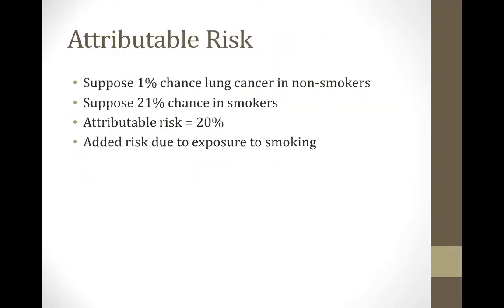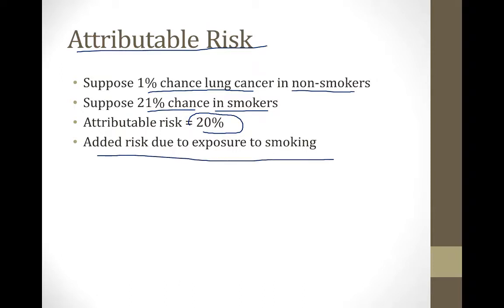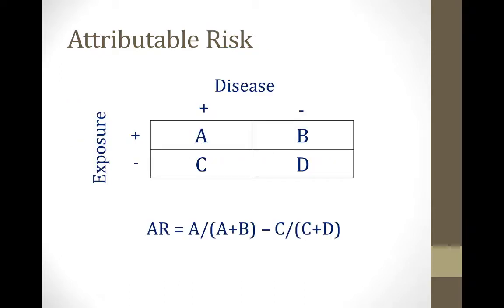Another number that is sometimes reported in epidemiology studies is something called the attributable risk. So suppose there's a 1% chance of lung cancer among non-smokers, but a 21% chance in smokers. This means the attributable risk to smoking is 20%. It's the difference between those two numbers. This represents the added risk of exposure to smoking. And we can calculate the attributable risk from our 2x2 table.